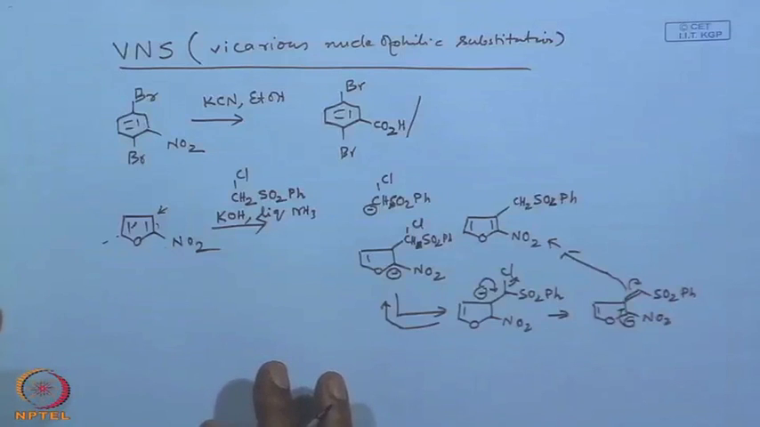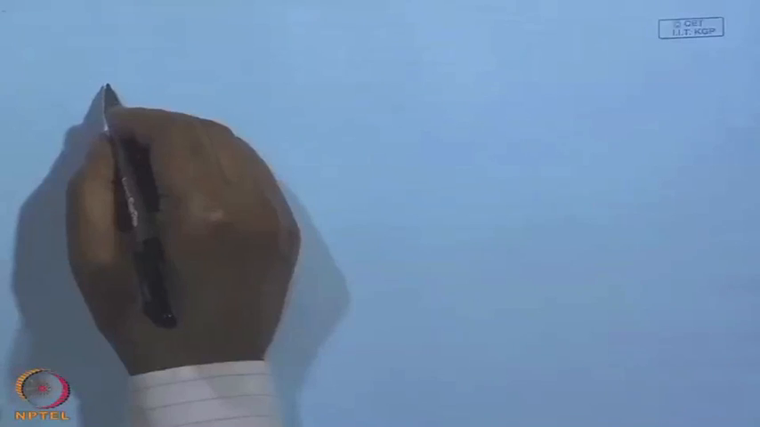If you have nitro substituted compounds, be it heterocyclic or simple aromatics, and if you have a nucleophile carrying the leaving group at the nucleophilic center, then there is a likelihood the reaction would proceed through vicarious substitution reactions. We will have more examples if time permits towards the end of the semester. Let us take one more example. This is a nice example.